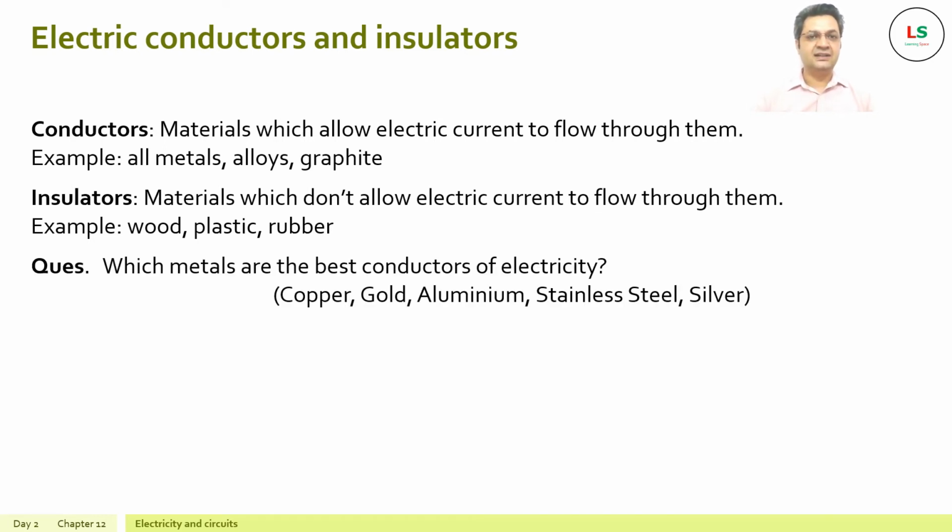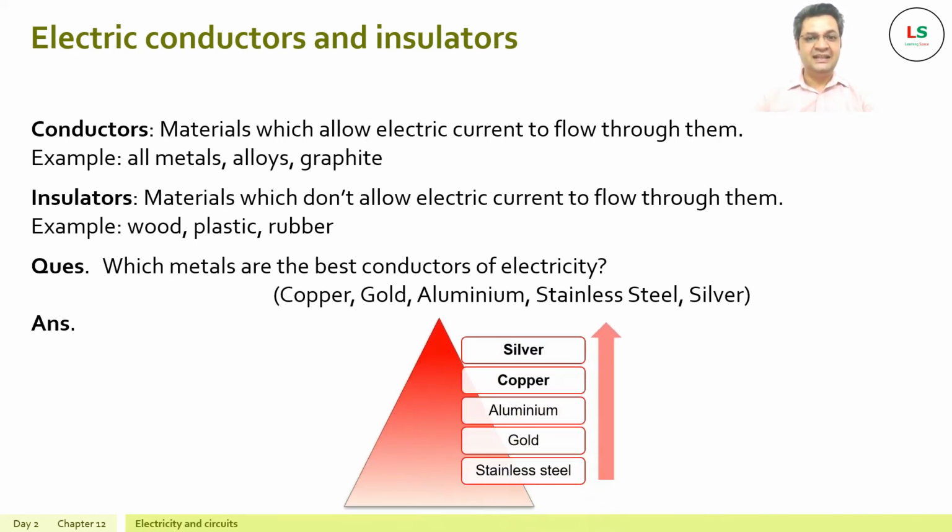Here is another question for you. Which metals are the best conductors of electricity? So the metals which we have to choose from are copper, gold, aluminium, stainless steel and silver. Put on your thinking caps and keep thinking. So the answer is arranged in this pyramid format, wherein silver has the highest conductivity, followed by copper, aluminium, gold and stainless steel. In fact, in this entire group of metals, silver defines the conductivity, and all other metals are compared against it. On a scale of 0 to 100, silver ranks 100, with copper at 97 and gold at 76.